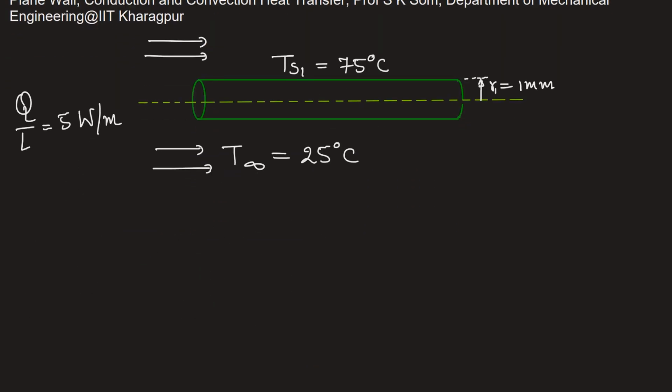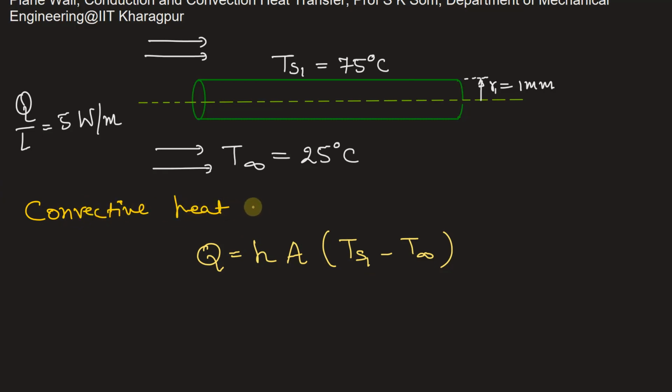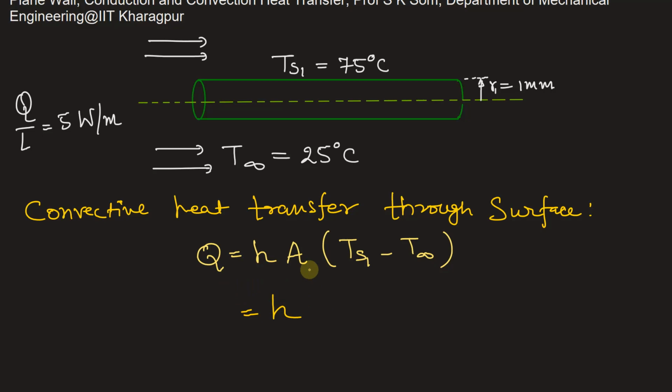Now the convection heat flow through the surface is given by Q is equal to H, that is the convective coefficient of heat transfer, into A, the surface area, into the surface temperature minus the free stream temperature. So this is the expression for convective heat transfer through the surface. Now let's proceed with this solution. H is unknown here. Area we know is 2 pi R1 into L, because the length of this wire given to us is L. Now this L is also unknown here because it's not given in the problem.